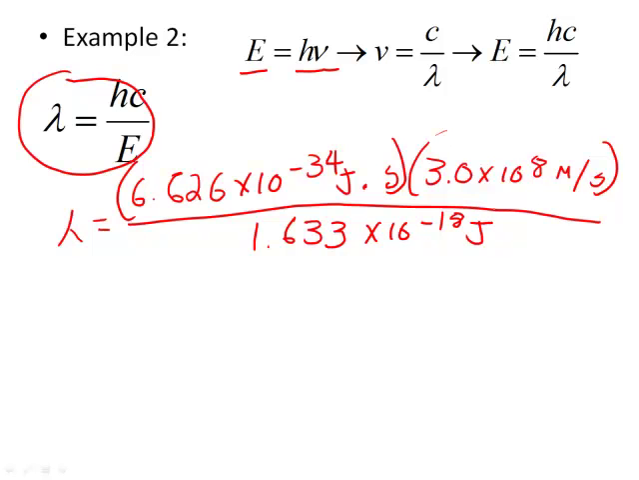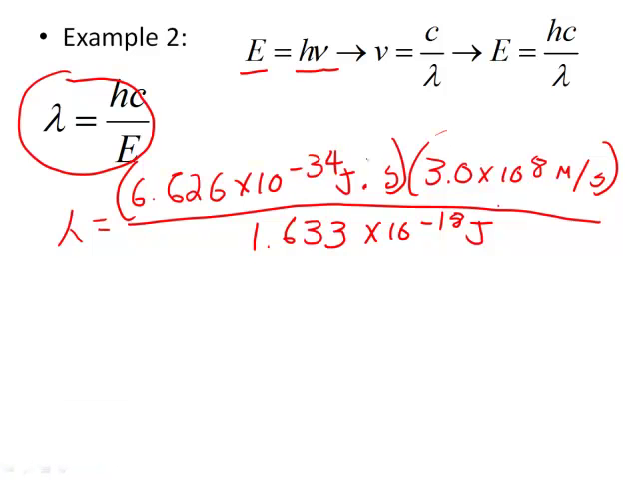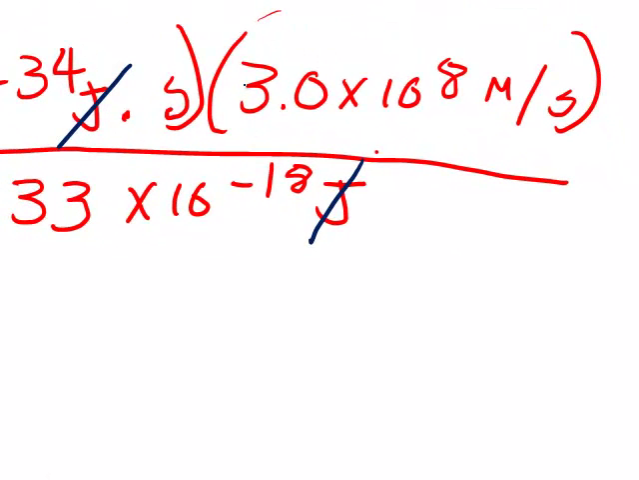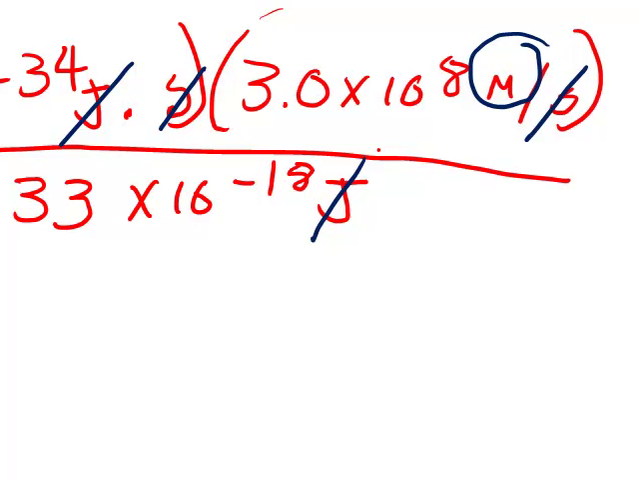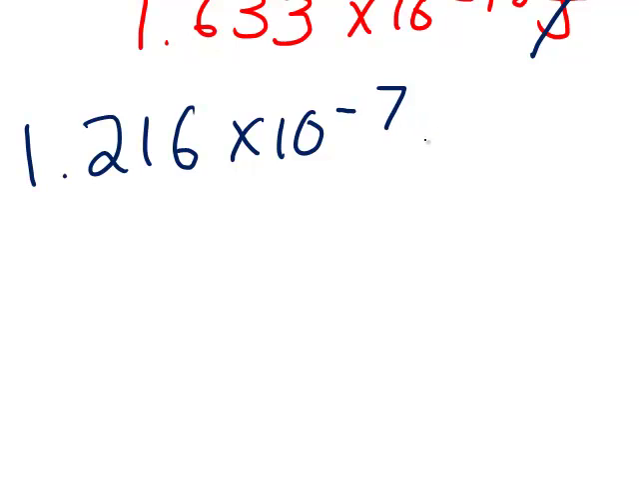So eventually I do that. All my units here, you'll see the joules cancel out, the seconds cancel out, and I'd be left in meters. So my wavelength, once I do all this, would be equal to 1.216 times 10 to the negative 7th meters.